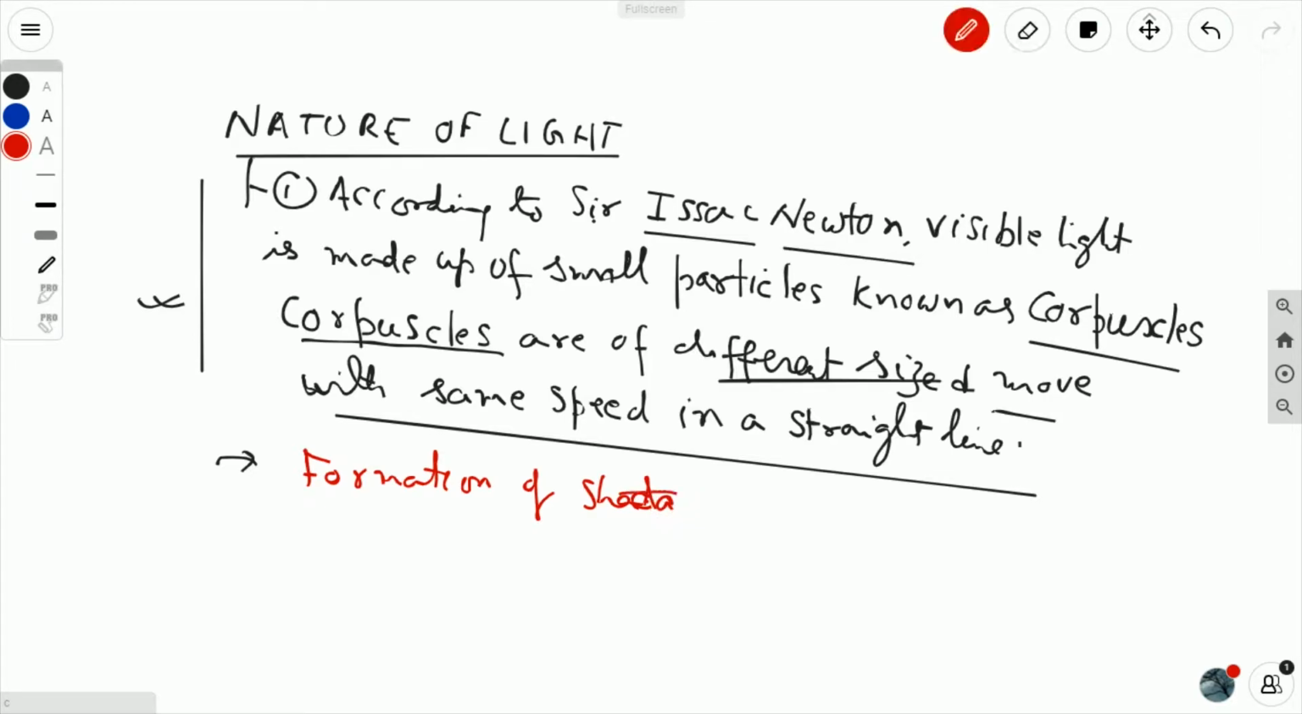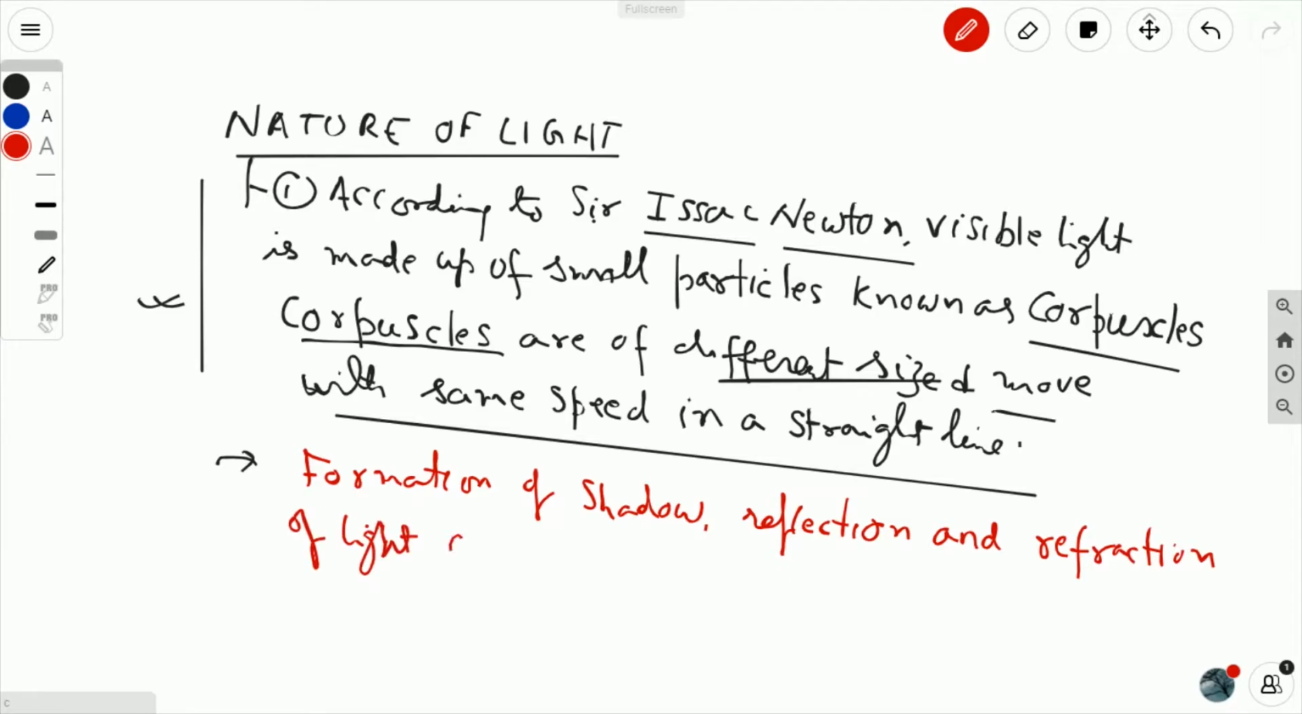So we can say that formation of shadow, reflection and refraction of light can be explained by the corpuscle theory of light.